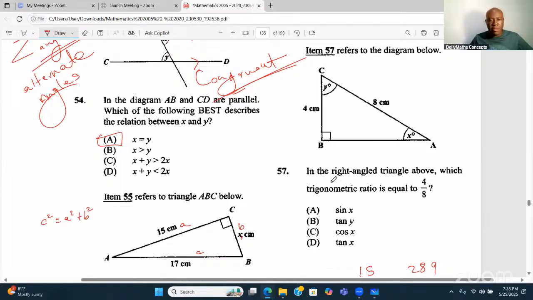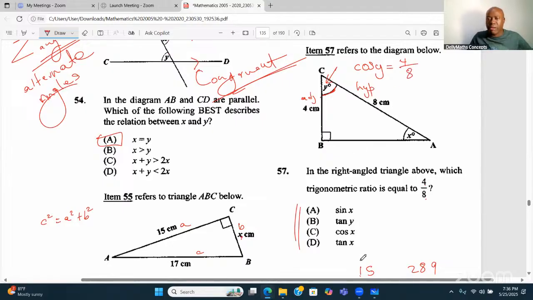We're now in trigonometry still. It says, in the right angle triangle above, which trigonometric ratio is equal to 4/8? Now, 4/8 could be many things, but look at the context of your question. If you're standing at y, the cos of the angle at y is adjacent over hypotenuse, because this would have been the adjacent at y and this would have been the hypotenuse. So the cos would be 4/8.